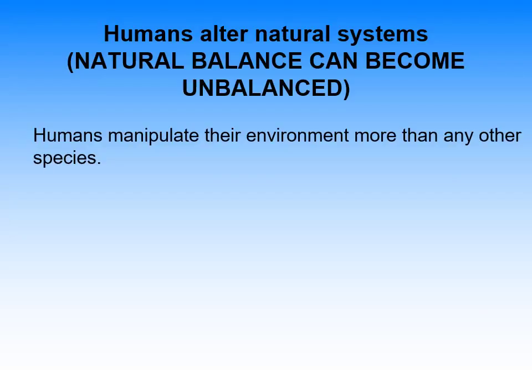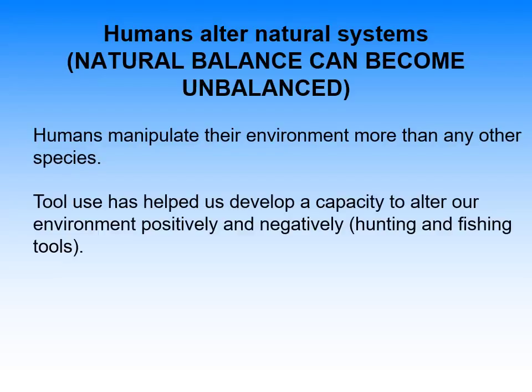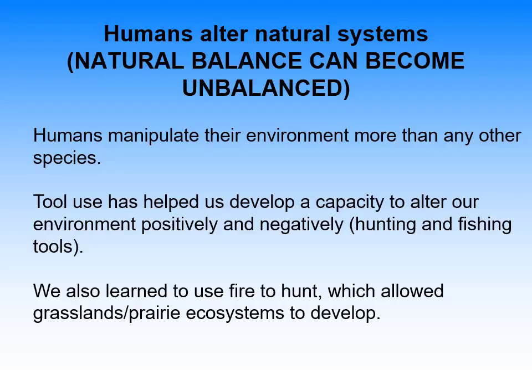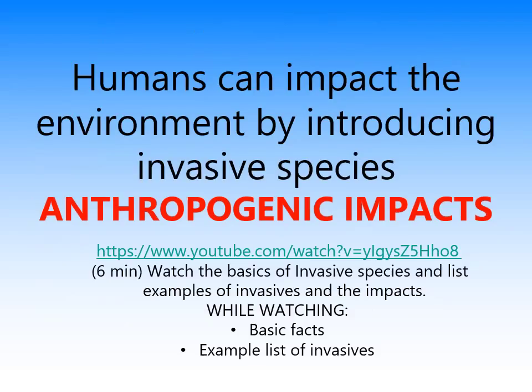Some of the examples we talked about are just how we manipulate the environment. We even took a walk about that. We use more tools, and the tools help us better with extracting natural resources and working and living in our environment. And we have learned to use fire, hunt, overfish. We've learned to change our ecosystems on purpose. And we call these things anthropogenic impacts. These are impacts made by humans.